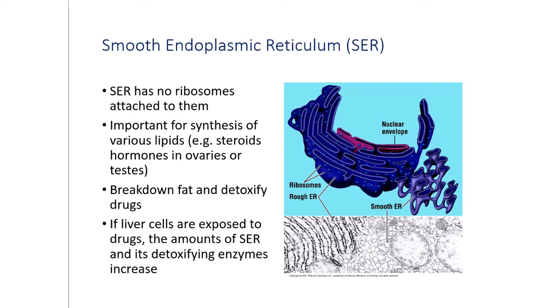They are also important for breaking down fat as well as detoxifying drugs. One of the organs in the body that helps detoxify drugs would be your liver. And so if liver cells are exposed to a drug, then the amount of smooth ER and its detoxifying enzymes actually increases over time.